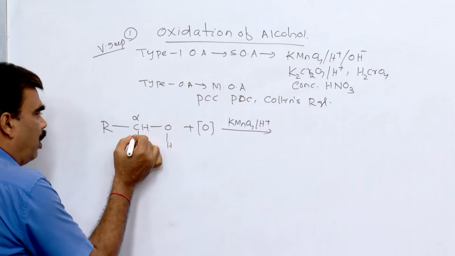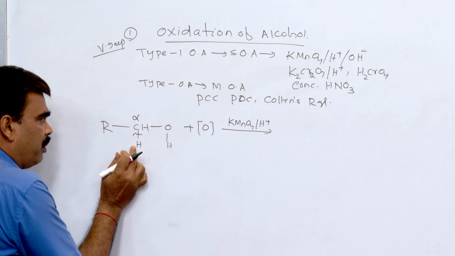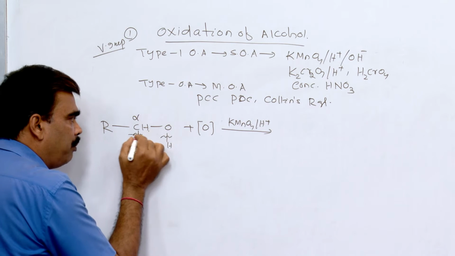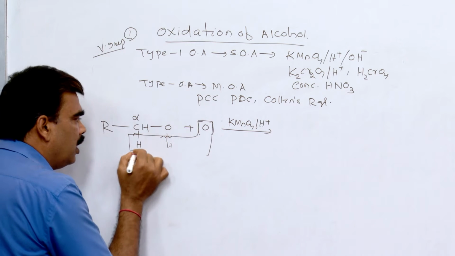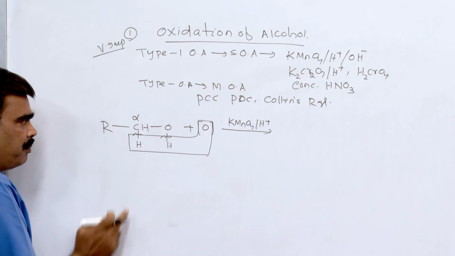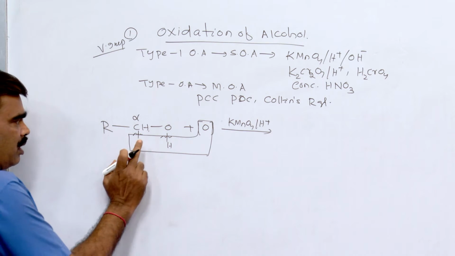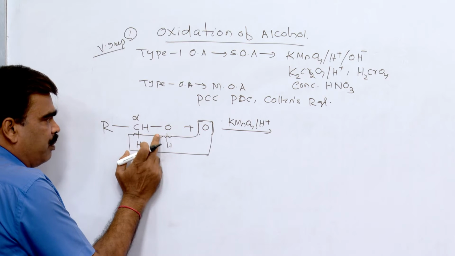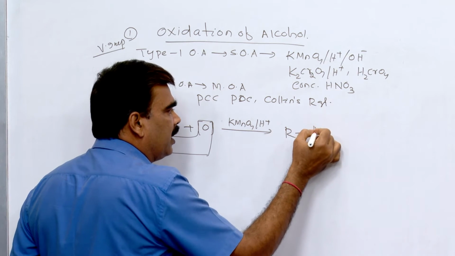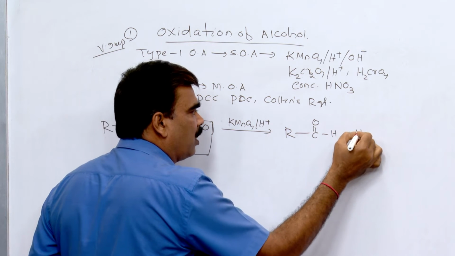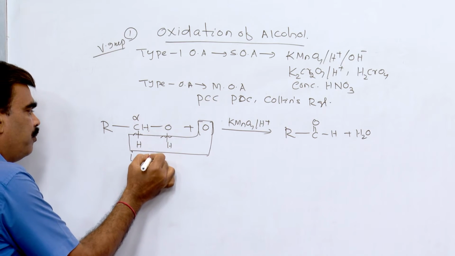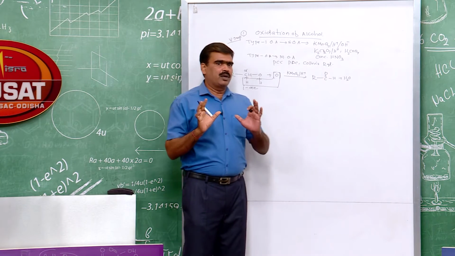So this bond breaks, alpha carbon hydrogen bond breaks, oxygen hydrogen bond breaks, then two hydrogen combines with the oxygen, they form water. This bond breaks means a double bond is formed here. Remember very carefully, this bond breaks means a double bond means a pi bond is formed here. We get aldehyde, right? Plus water. In this way, primary alcohol gives you aldehyde containing same number of carbon atom.